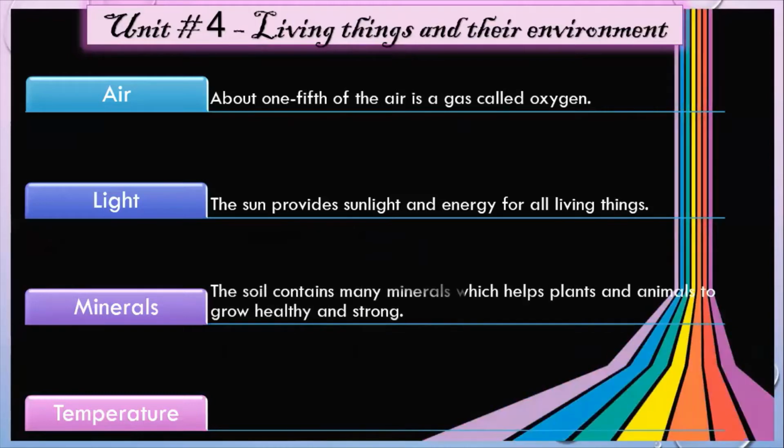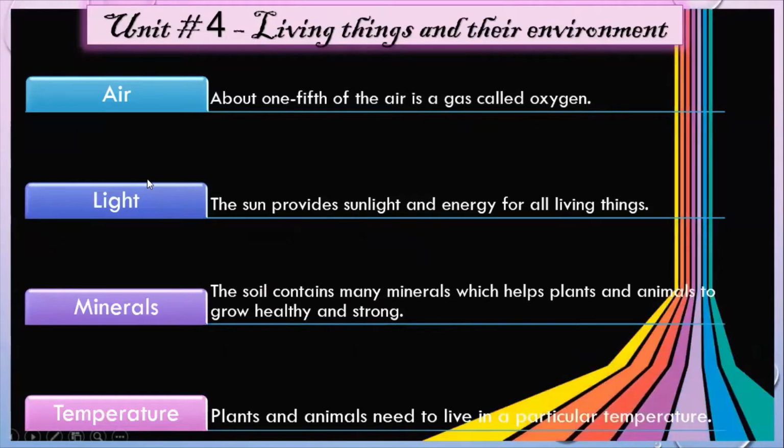Minerals. The soil contains many minerals which help plants and animals to grow healthy and strong. Temperature. Plants and animals need to live in a particular temperature. If the temperature is too high or too low, they may die.